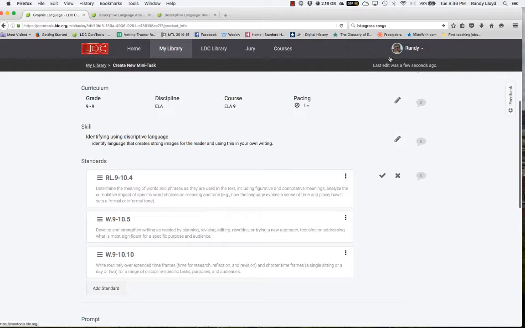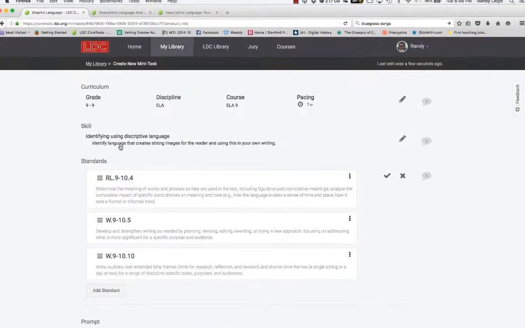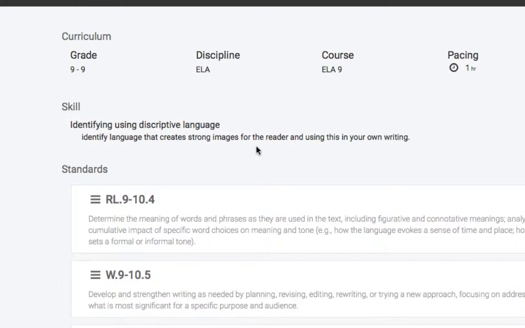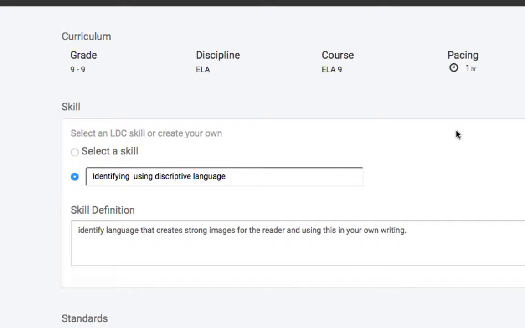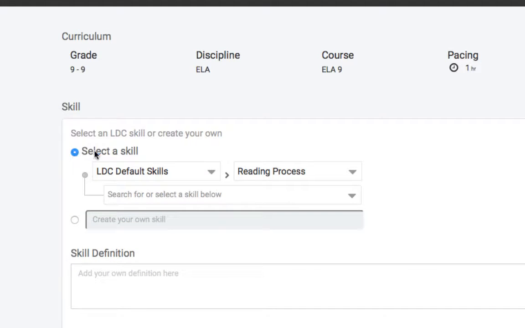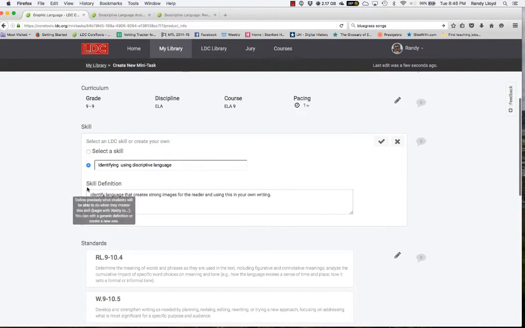The other part that was a little tricky for me was developing the skill. I had an idea of what I wanted the skill to be, but I didn't really know how to put it into the LDC format. So I had a friend help me. Her name was Vicky, and we came up with identifying and using descriptive language, and instead of selecting a skill that came from LDC, we decided to go with the option where we could create our own skill in there, which is a really nice option.